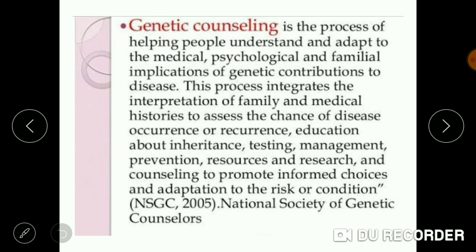Now we move on to another topic, genetic counseling. Genetic counseling means helping people to understand the medical condition, the disease which is running in the family. It helps them to assess that disease, to collect information about it, and to avoid the risk of that disease getting transferred.